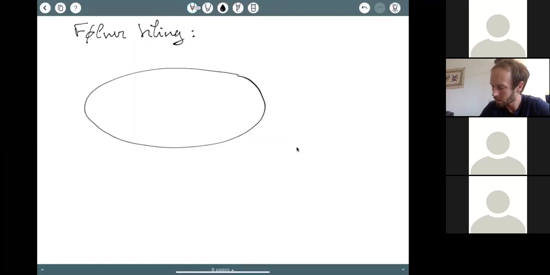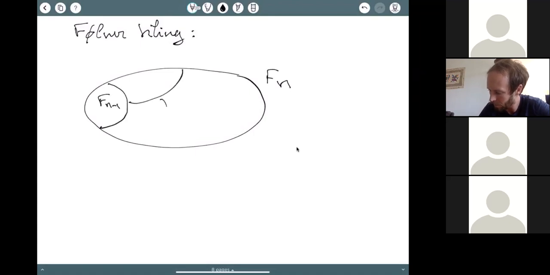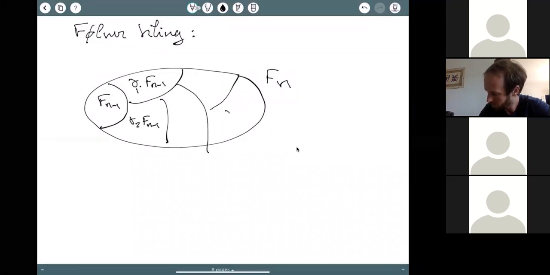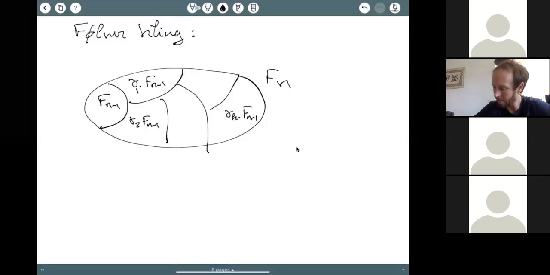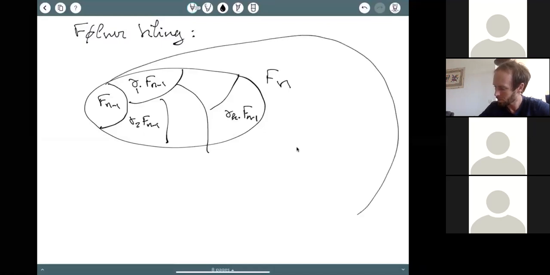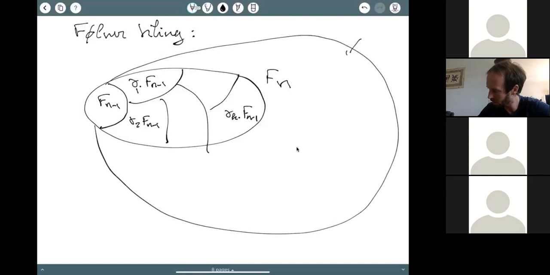So at scale n, you have your Følner set Fn, which is paved by translates of Fn minus 1. So here, let's say that this is Fn minus 1, and you will have a paving. And so on. Okay. And then at the next step, this will be Fn plus 1, and Fn plus 1 will be again paved by translates of Fn this time.